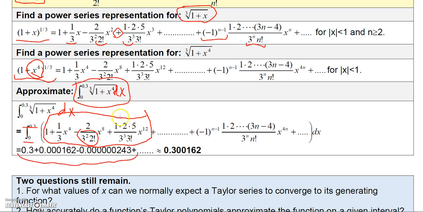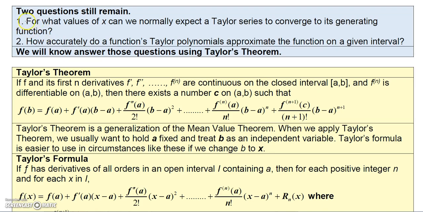It looks like the last value is so small I just left it off, so I really just used three terms. When I evaluated those three terms and combined them, I got 0.300162. So two questions remain.